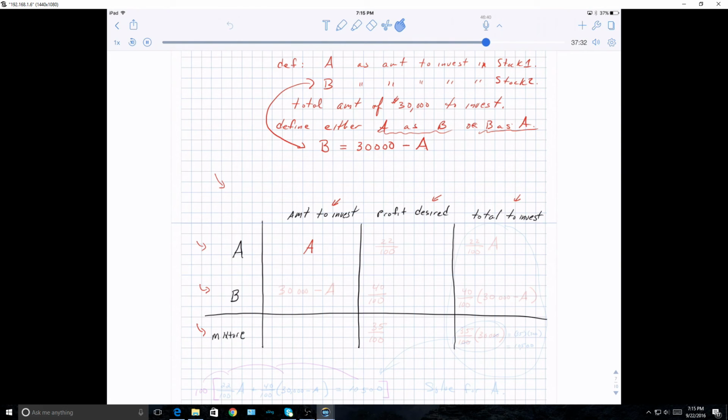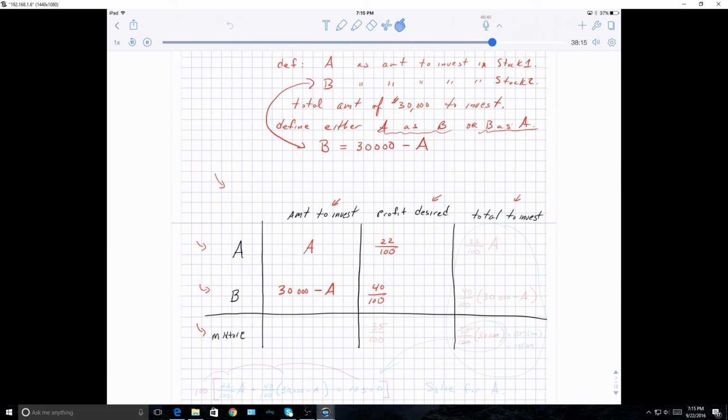And we said the amount to invest in B is 30,000 minus A. And the desired profit at A was 22%, so that's 22 out of 100. And for B, it looked like it is 40%, so that would be 40 over 100. And then I'm not going to do any of the reductions here right this minute, although we should, but there's a partial reason why I'm not going to do it.